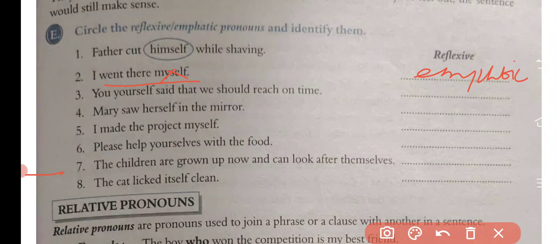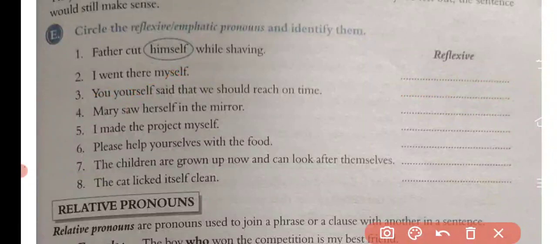Clear? Next: You yourself said that we should reach on time. Now, you is the subject and just after the subject there is yourself. So this is also a case of emphatic. Let's remove this yourself: you said that we should reach on time. If we remove this word, it still gives a complete sentence. So this is once again emphatic. This concept you have to keep in your mind.